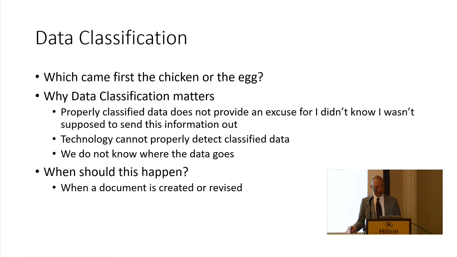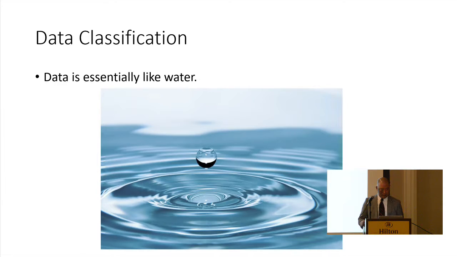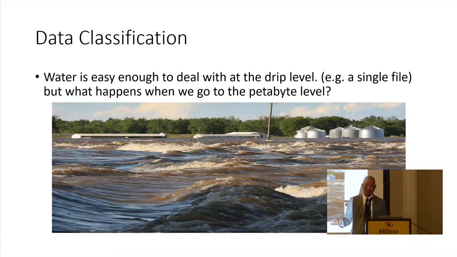So when should it happen? It should happen when a document or piece of data is actually created, and it should be done at the end user level right off the bat. One of the things I like to say is, data is essentially like water. A single file is a single drop of water. We all know what water likes to do if you've ever had a flood. So now we have petabytes of information. Water is easy enough to deal with when I have a drip, but when I get into the ridiculous flooding, what the hell am I going to do?